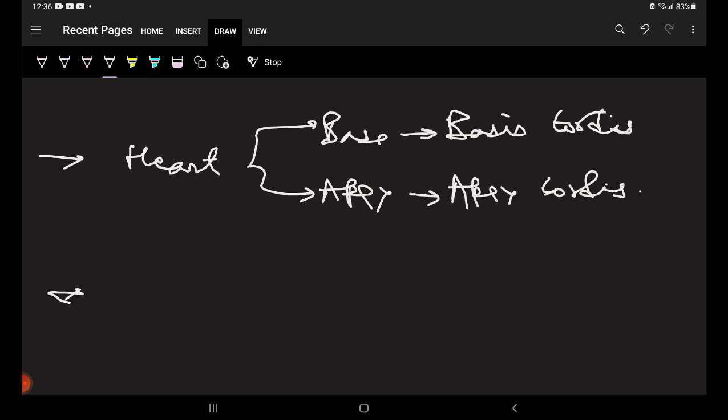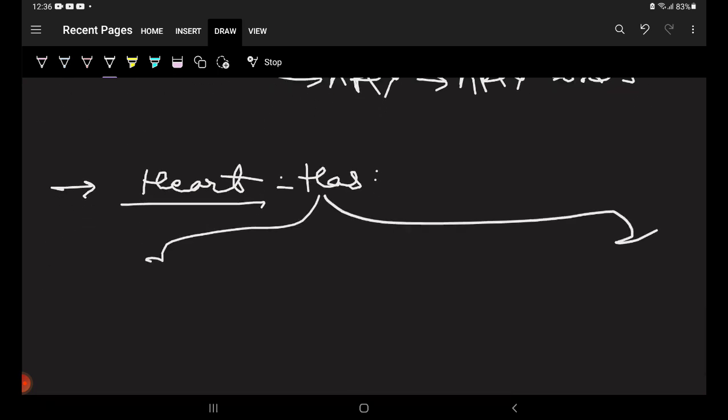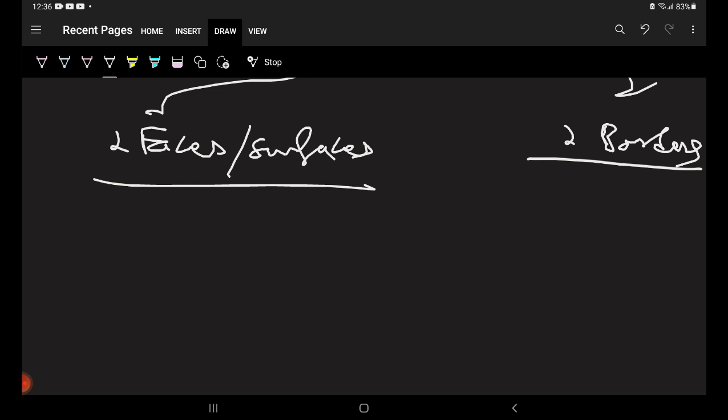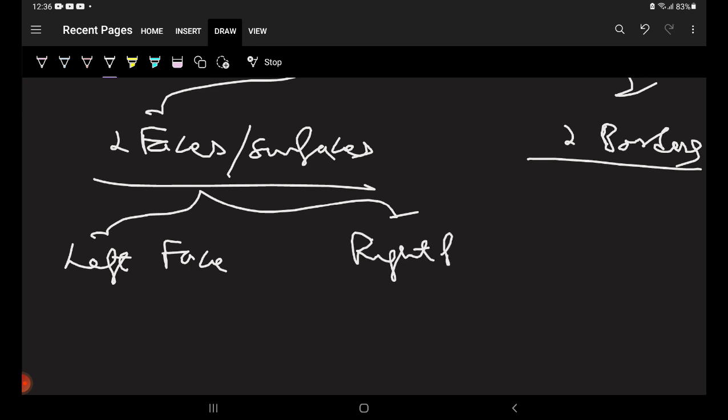Now the heart has two faces, or surfaces, and two borders. The two faces are the left face and the right face. The left face is called the auricular face, and the right face is called the atrial face.